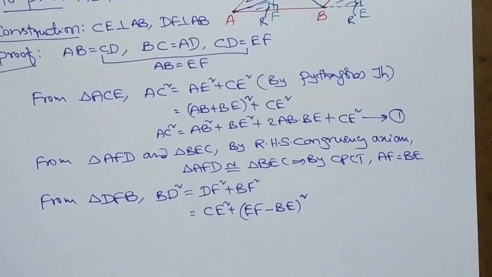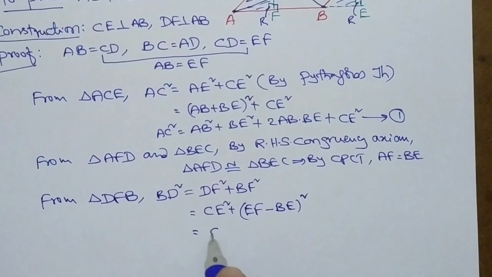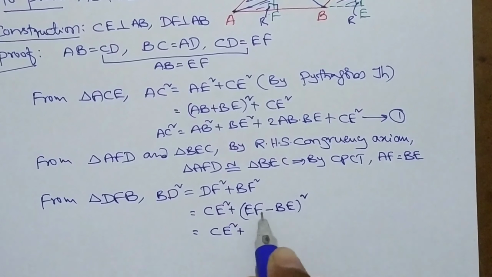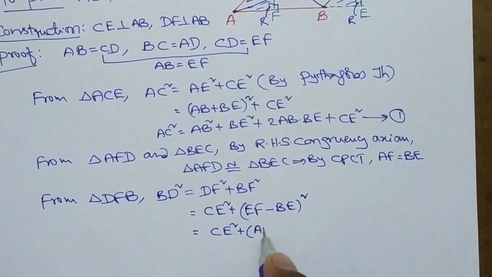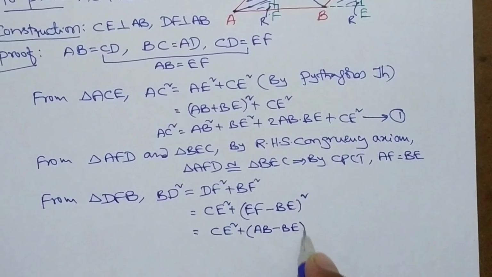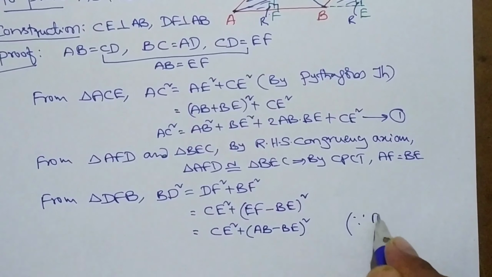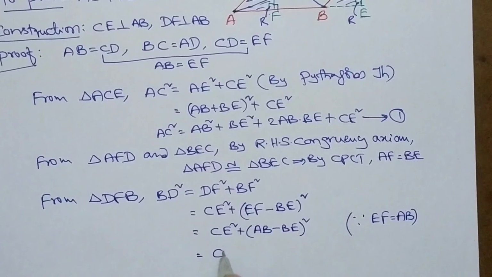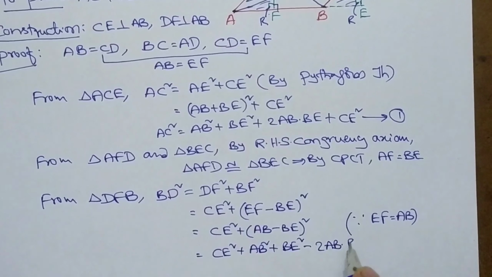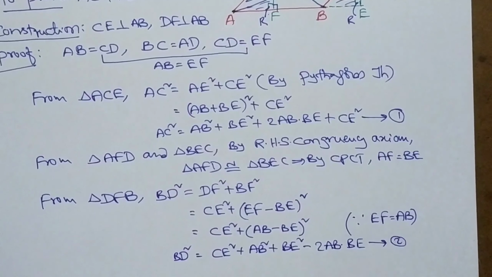Now let us simplify here further. So here we get CE square, let us write as it is. Before that, already here we see AB equal to EF. So EF can be replaced with AB minus BE whole square, since EF equal to AB. Now let us apply (A minus B) whole square: A square means AB square plus B square means BE square minus 2AB into BE. This is what BD square, right? This is equation number 2.